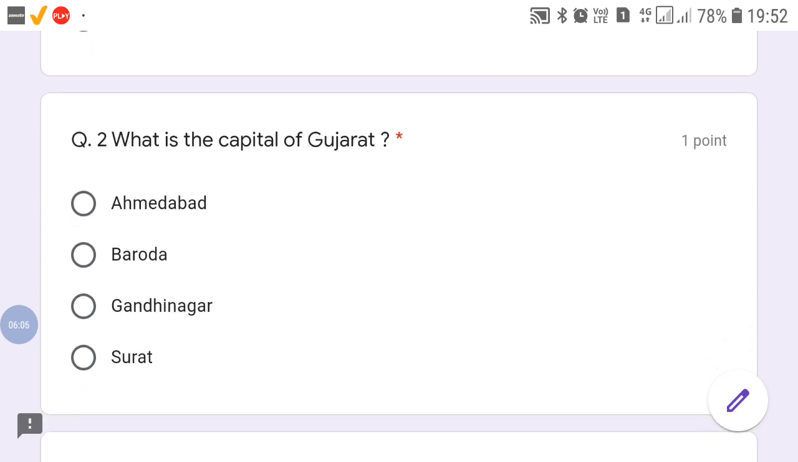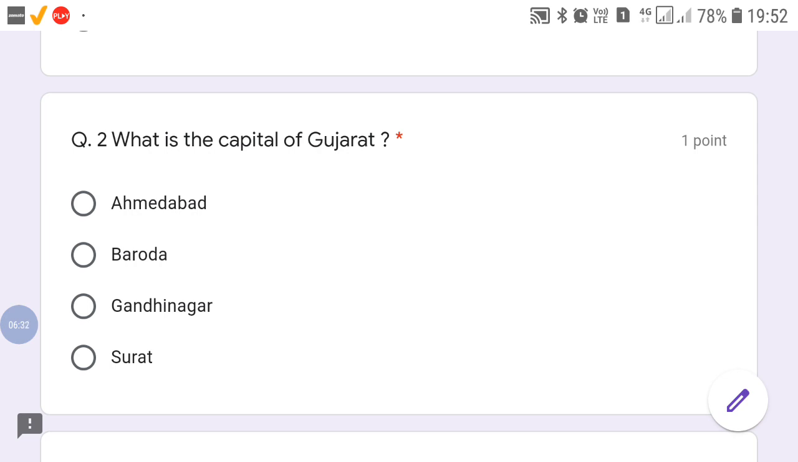What is the capital of Gujarat? Ahmedabad, Baroda, Gandhinagar, Surat. These are the 4 options over here. You see, 1 point is written on the far right corner. That means this is a 1 mark question. Of course, the whole paper is, for example, math is 100 marks and SAT is 100 marks. So there will be 100 questions in all.